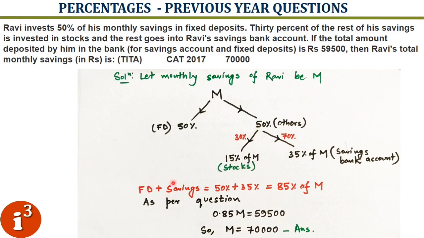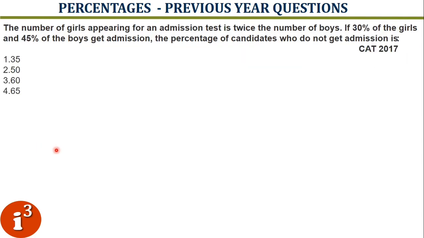So what is fixed deposit plus savings? Fixed deposit is 50%, savings is 35%. So 50 plus 35, 85% of M. This total bank amount is given to be 59,500. So 85% of total monthly savings is 59,500. 0.85 times M equals this. Okay, this is a very simple calculation. Again, you can do it by cancelling 17, and M comes out to be 70,000. So 70,000 is the total monthly savings, out of which 50% goes to fixed deposit, 15% to stocks, and 35% to the savings bank account. Okay. Next question.